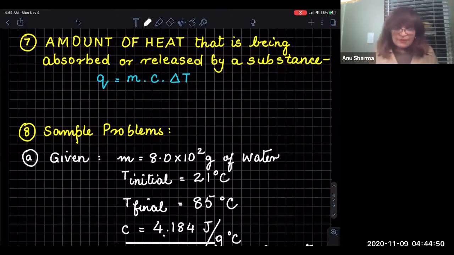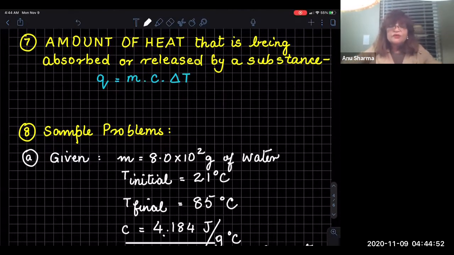But look at some of the sample problems now that are given to us. Here we are given the mass of a substance, which is 8.1 times 10 to the power 2, or roughly 800 grams.